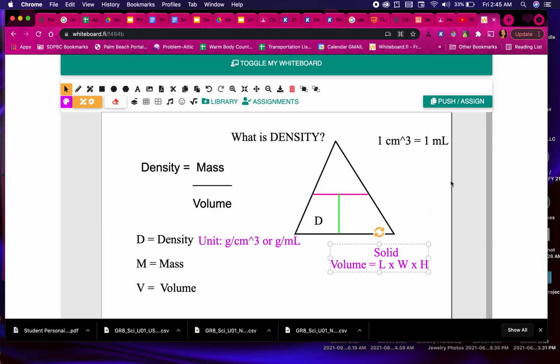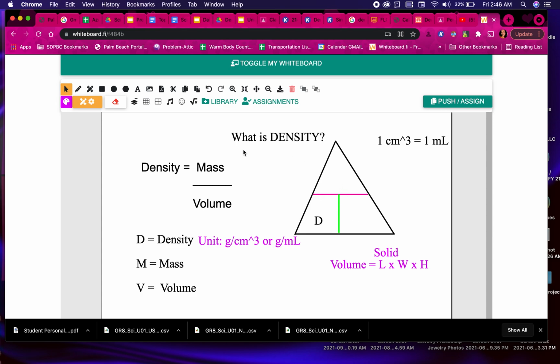When we're looking at an irregular shaped object, then we're going to use an entirely different process called water displacement. That is when I put an object inside water that had already been measured, and the water will rise in a graduated cylinder, and what our outcome milliliters is would be subtracted from the original. That's how we would determine the volume of an irregularly shaped object.